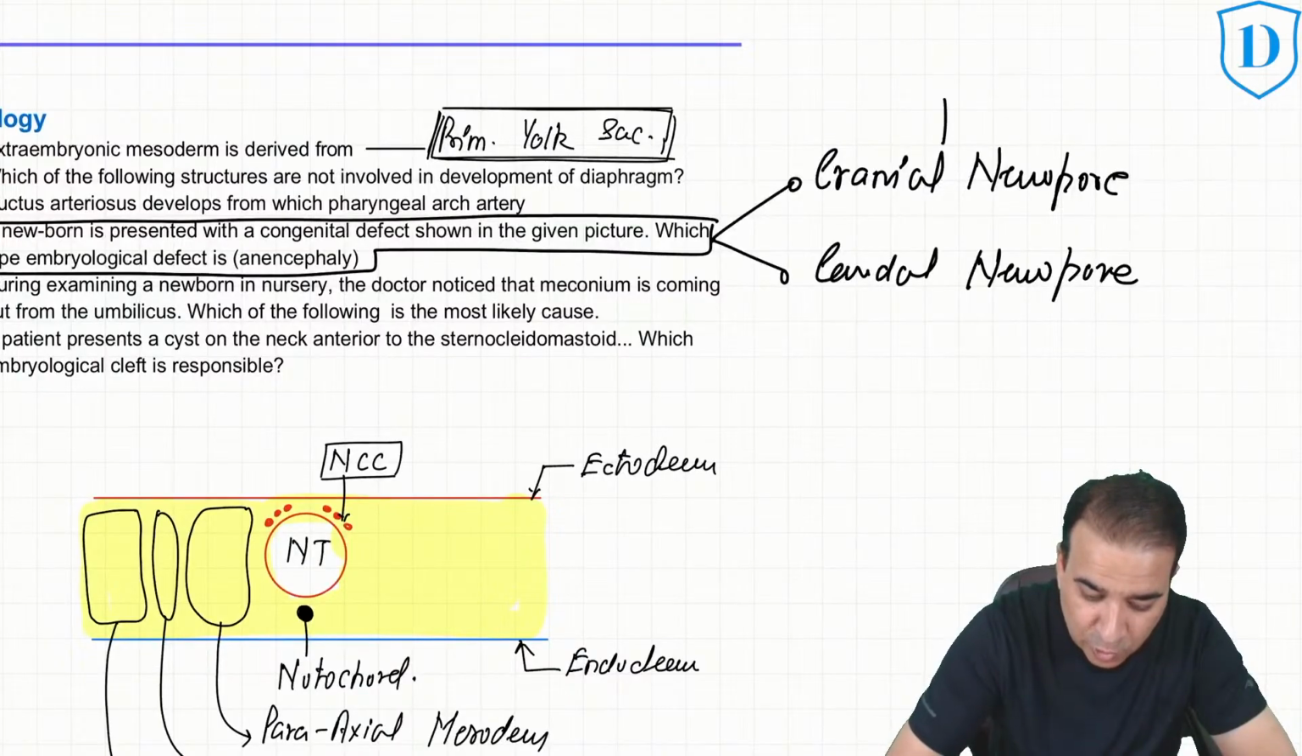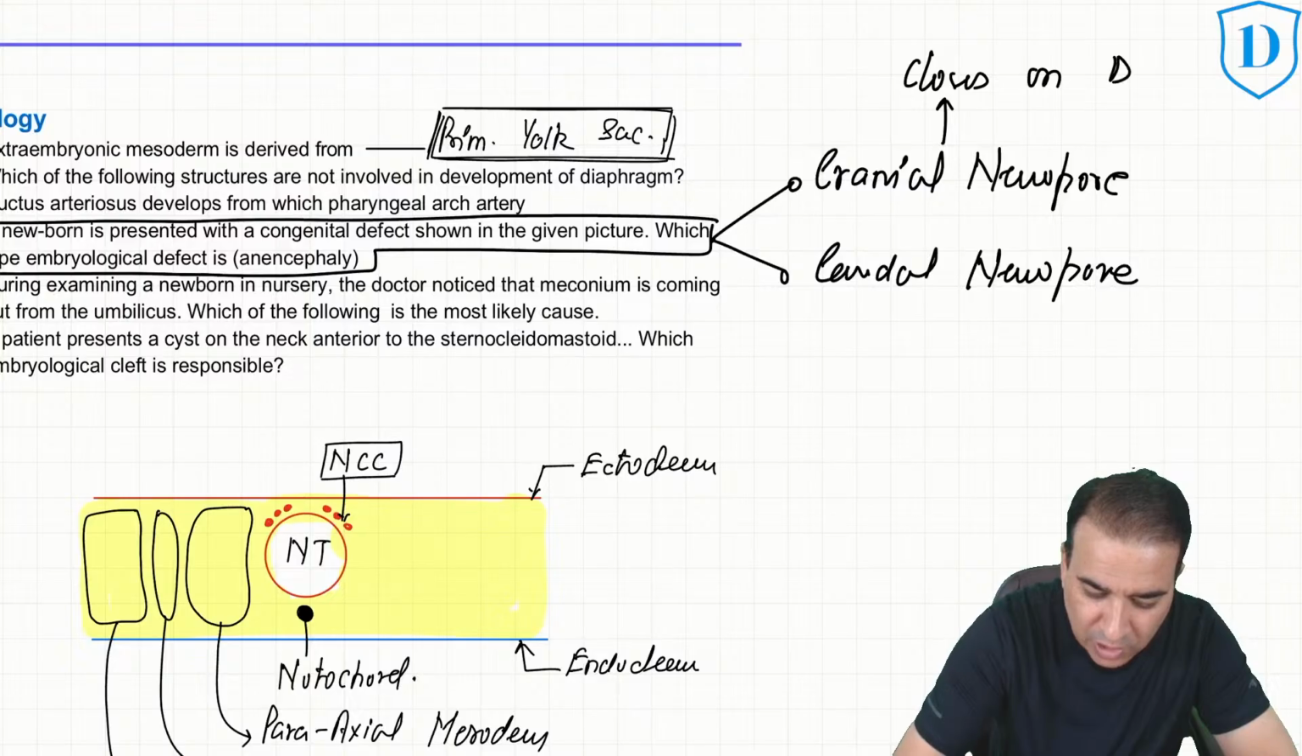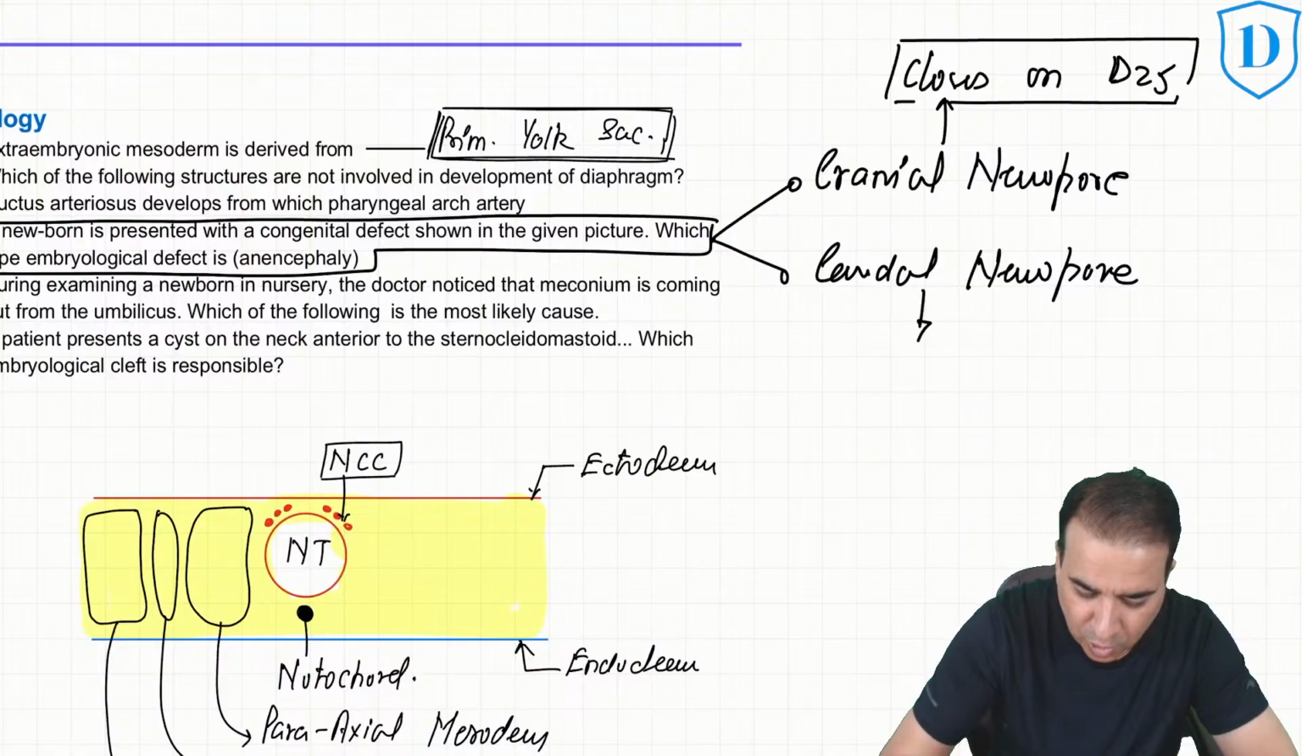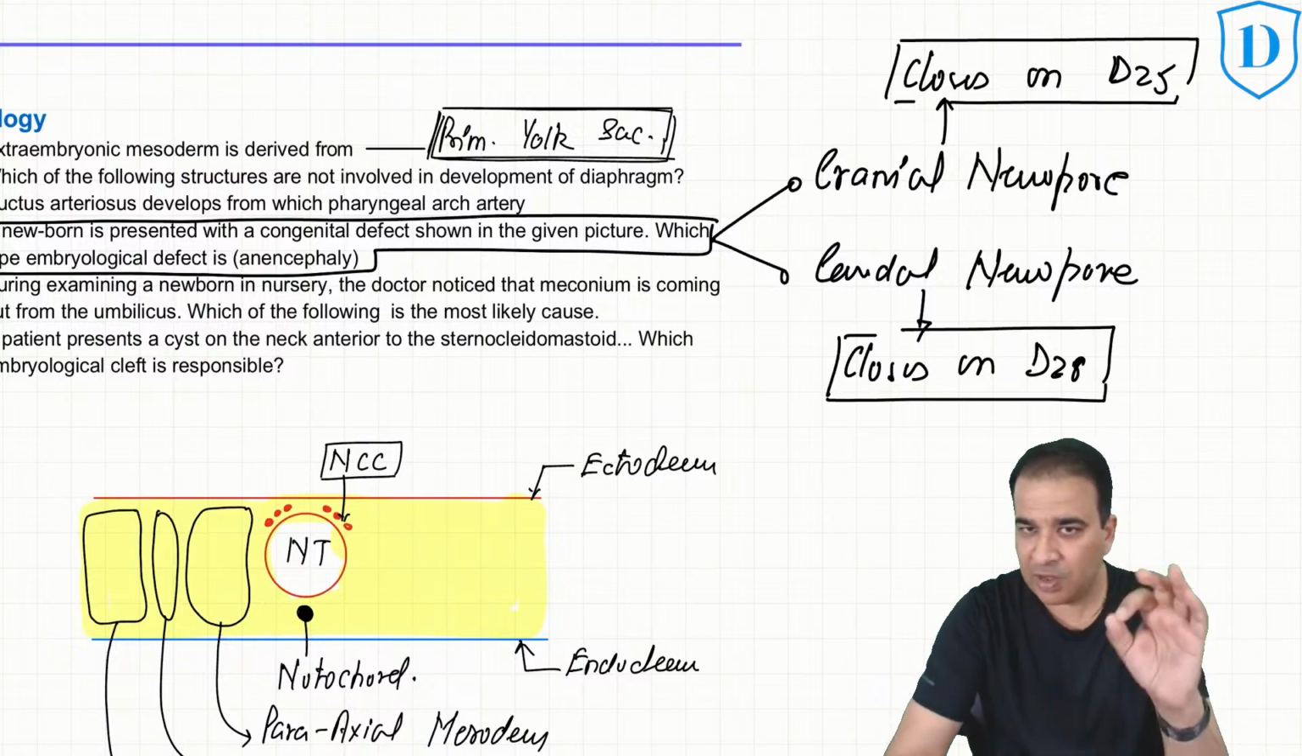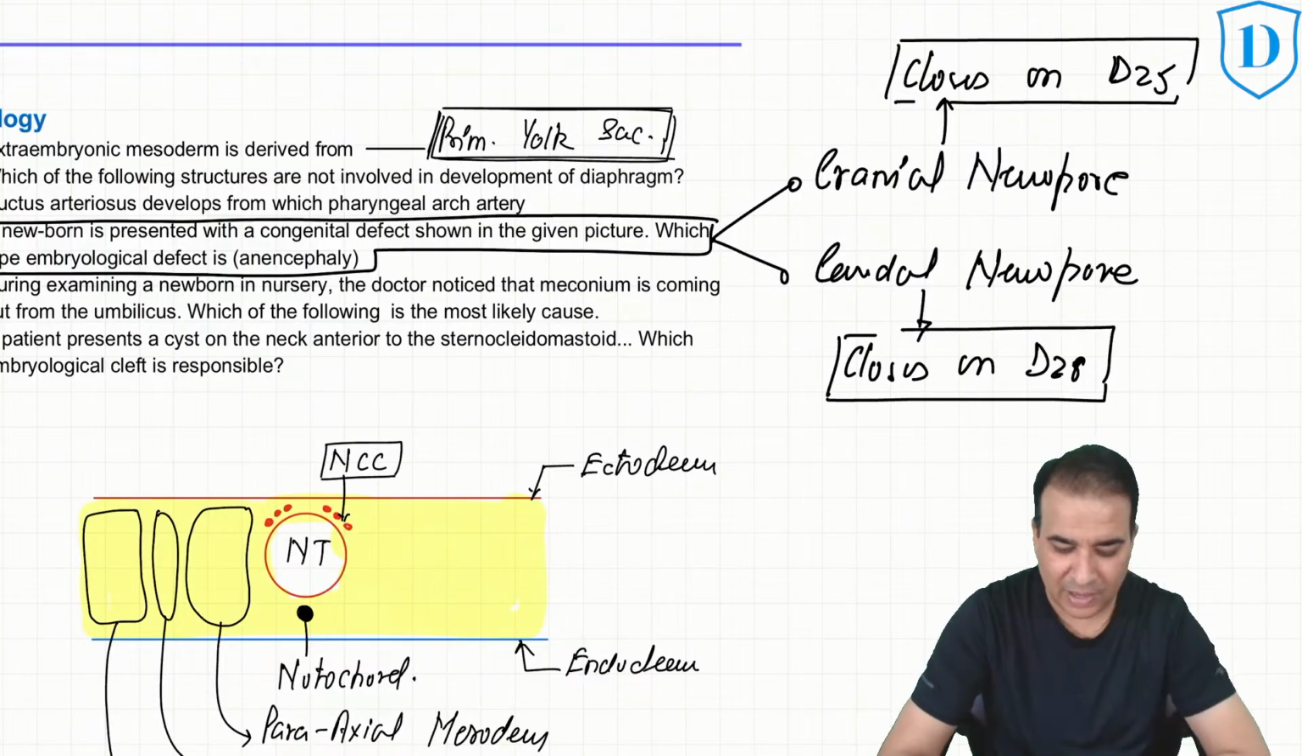The cranial neuropore closes on day 25. अब 25th डे पर ये cranial neuropore बंद हो जाता है ideally. और caudal neuropore is the one which closes on day 28. ये 28th डे पर बंद हो जाता है. Cranial neuropore closes on day 25. Caudal neuropore closes on day 28.